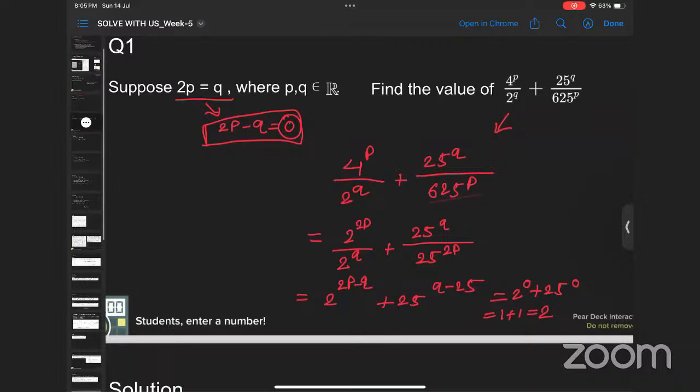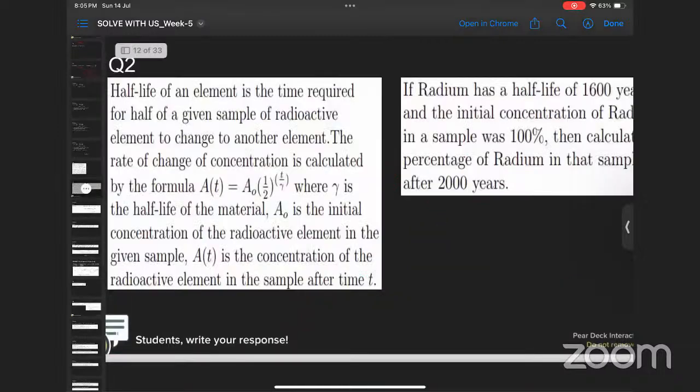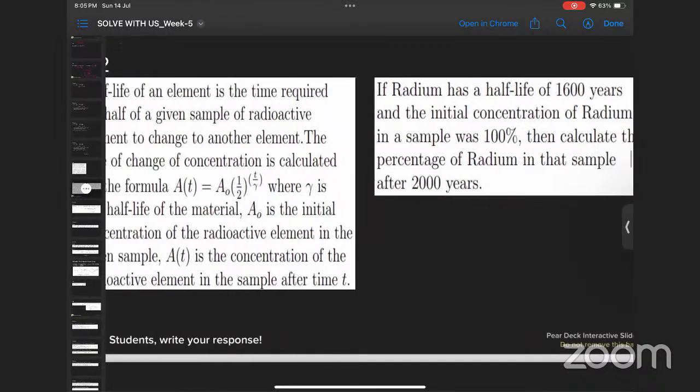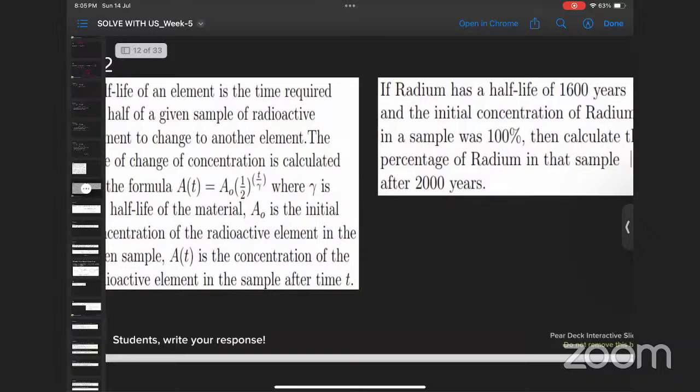So let's look at the next question. This is question 2. Take 2 to 3 minutes to solve it. Then we will again discuss it.